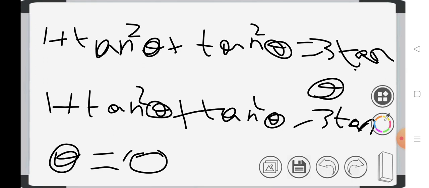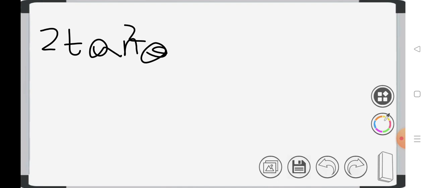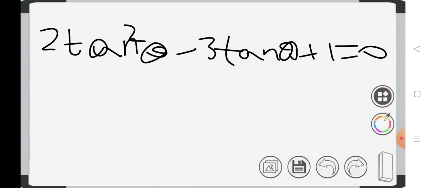Okay, now this one, 1 plus tan square theta plus tan square theta, I will write as 2 tan square theta minus 3 tan theta plus 1 is equal to 0.